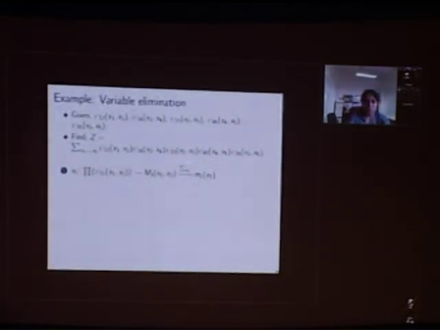I am explaining that through an example here, but I will have to skip it now because I would like to cover structured learning now.